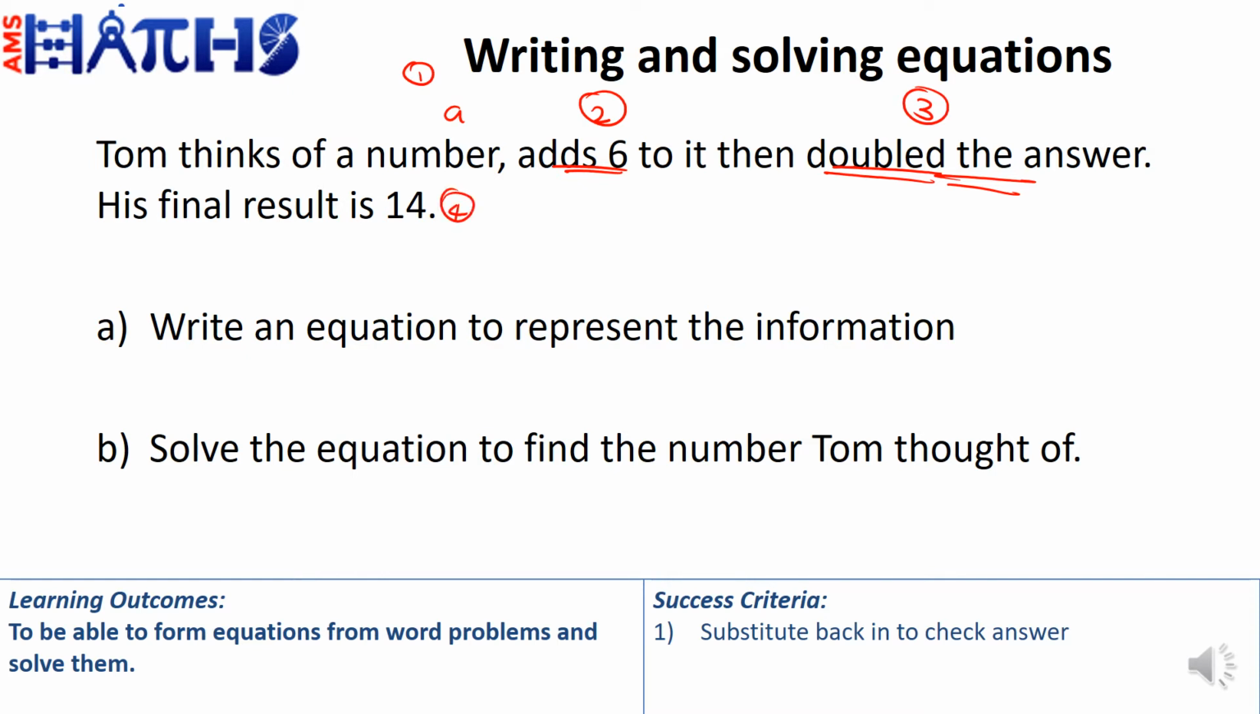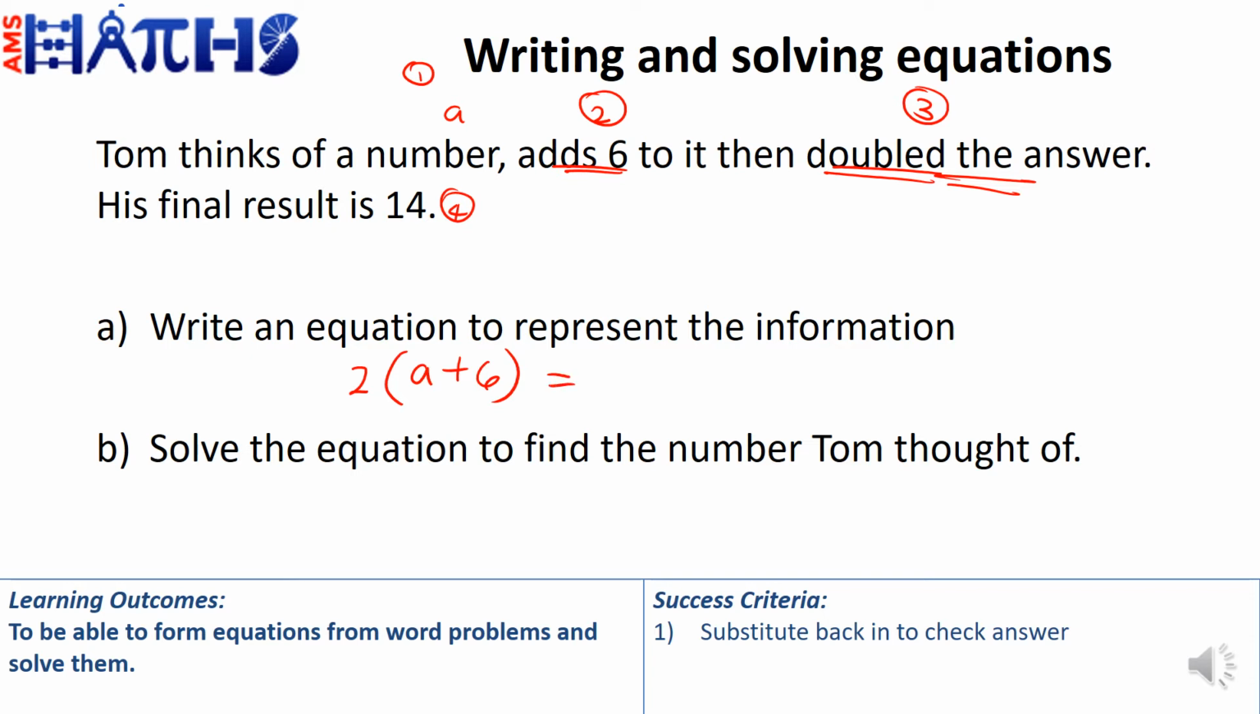So he starts with A and then adds 6, because that's the second thing. It says he then doubled the answer. So after doing whatever number A is, adding 6 to it, he goes and doubles that. So it means therefore that we have doubled everything, or Tom has doubled everything, right? After doubling that, he stops there because it says his final result is 14.